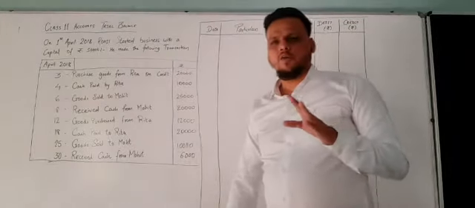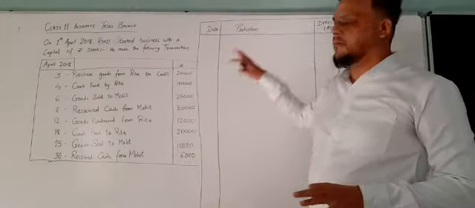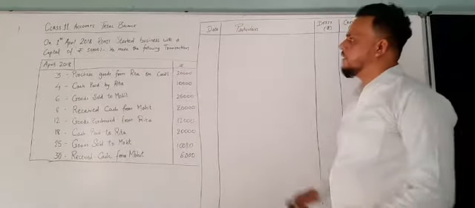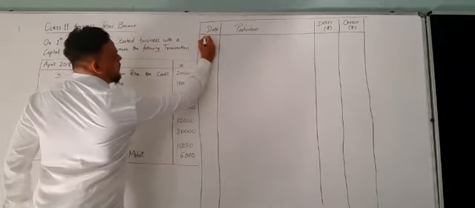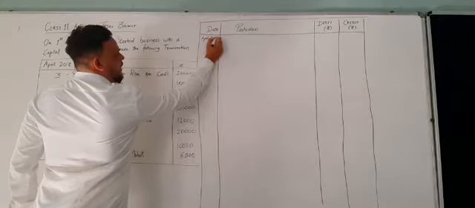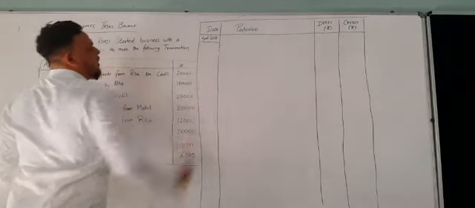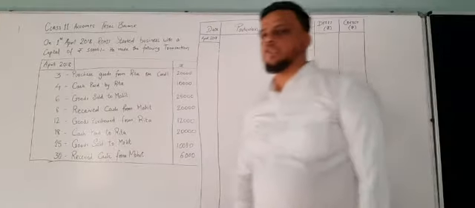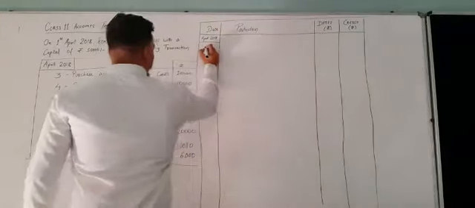I'll make sure that all the snapshots of what I am doing will be displayed in the description itself. So let's begin with the 1st of April. I'll do one thing: the common thing has to be written, April 2018. This is a common month and year for every transaction. So let's begin with the first entry.